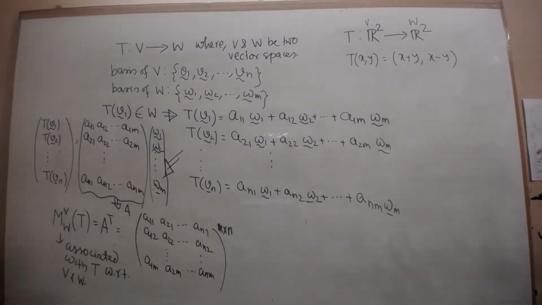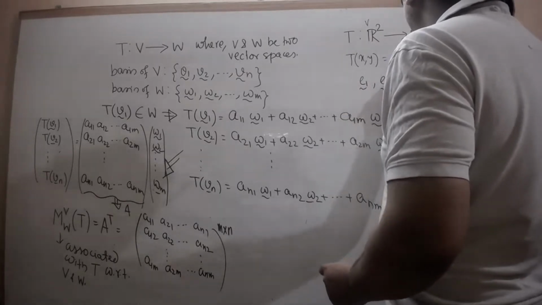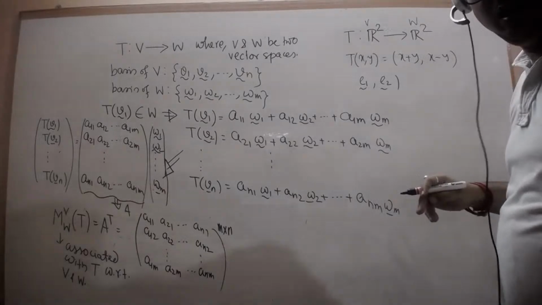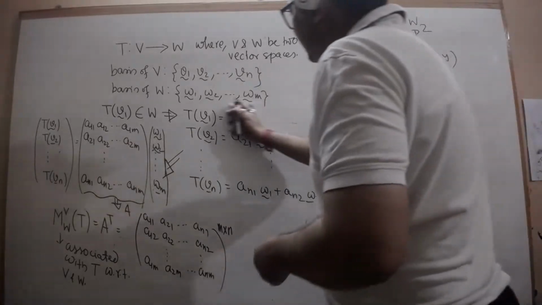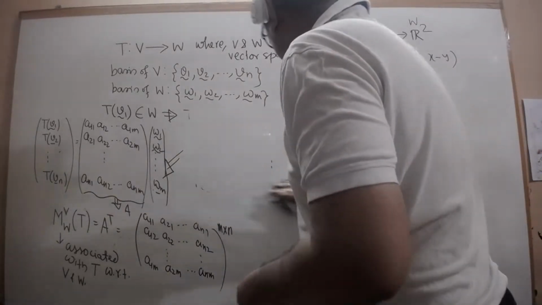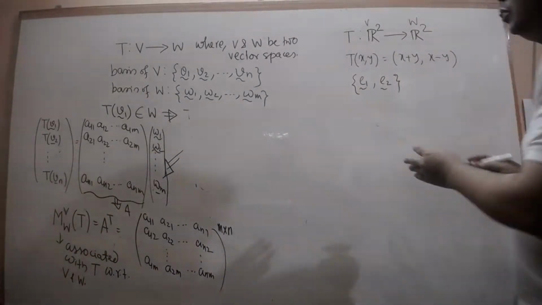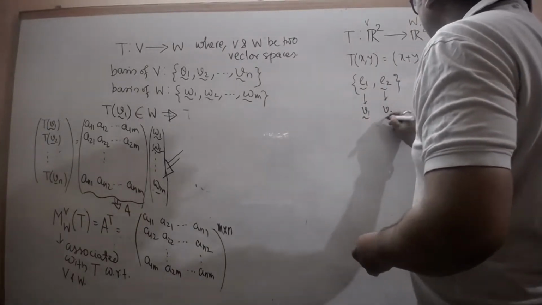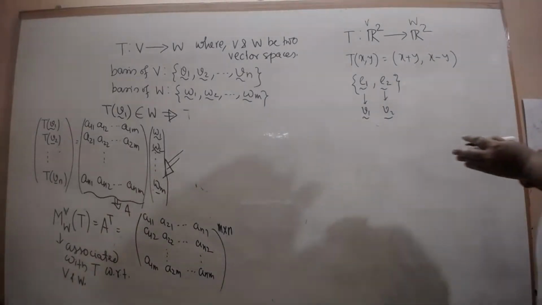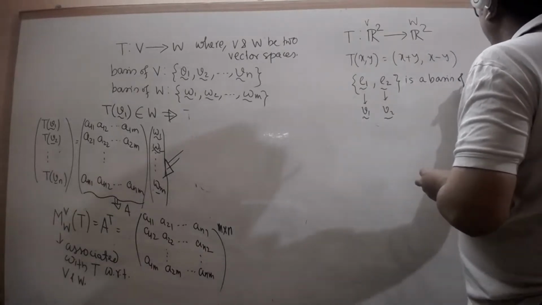So e1, e2, I already defined this e1, e2. These are the canonical basis. So I take a canonical basis e1, e2, which is the basis of R squared.